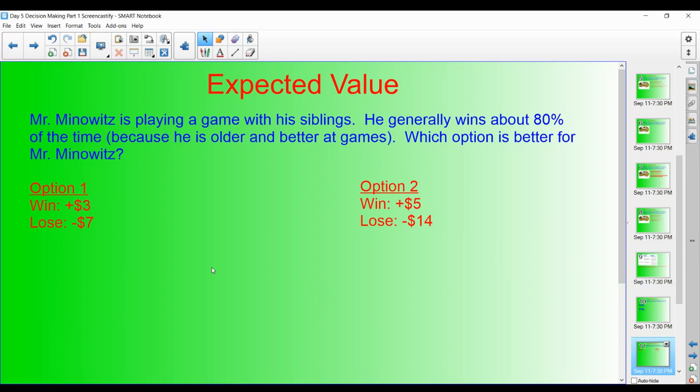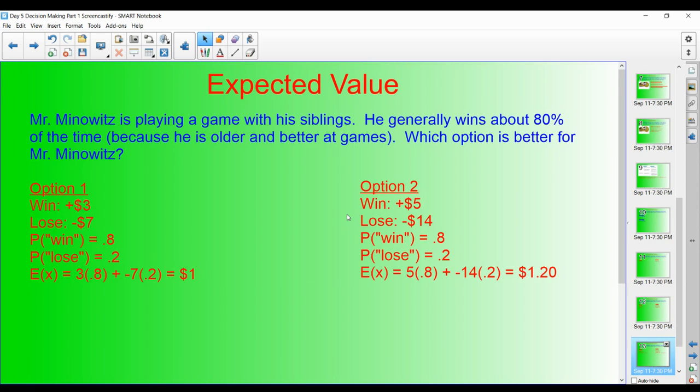So in each case, I have to find the expected value. I want the higher expected value for me. So those are the options. The probabilities, I win 80%, lose 20% of the time. Probabilities have not changed. The game doesn't change. Only thing that's changing is my winning or losing. Then I could figure out the expected value of each case by multiplying and adding in both cases.